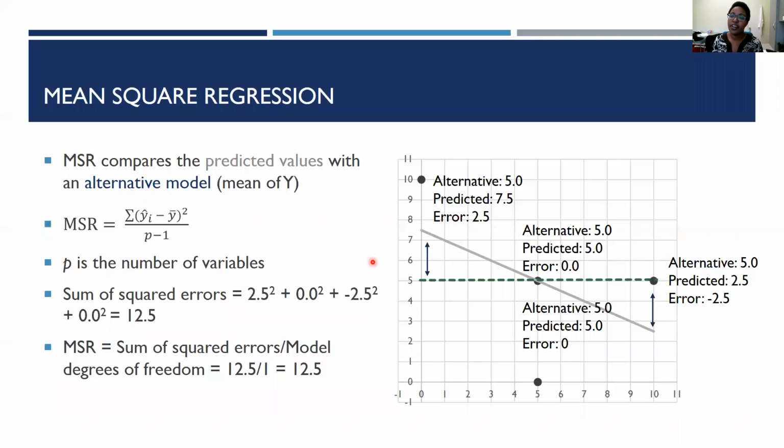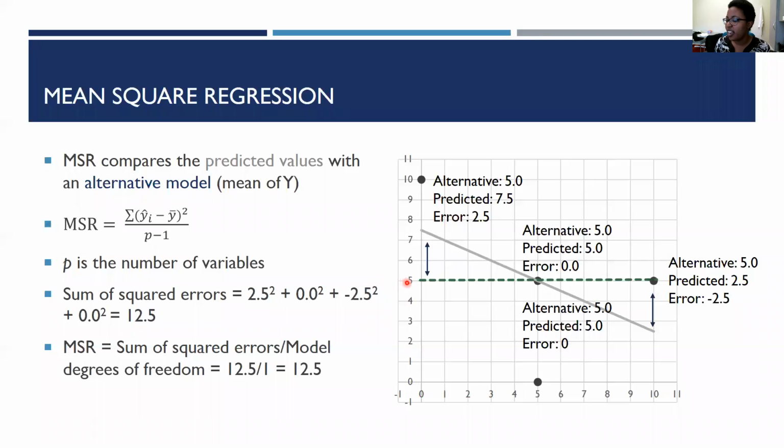All right, so there's our mean square that is associated with this flat line. It's the mean square regression. What the mean square regression does is it compares the predicted values, this line here, with the alternative model, which is the mean of y right here. And you can see that in our equation. Y hat is our predicted value, y bar is our mean of y. What we do is we take that distance, we square it, we sum them all up, and then we divide by p minus 1, p just being the number of variables.